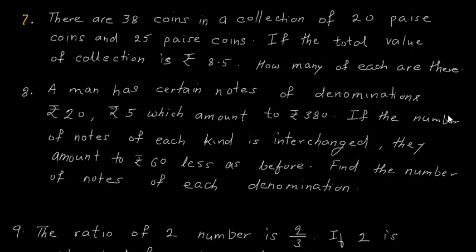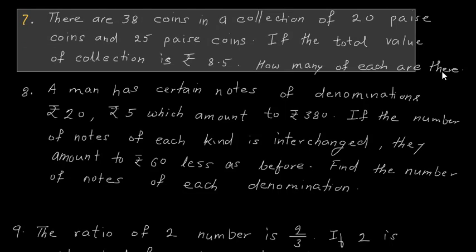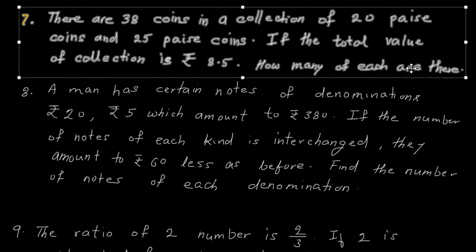Now let us see the 7th question. There are 38 coins in a collection of 20 paise coins and 25 paise coins. If the total value of the collection is rupees 8.5, how many of each are there? Okay, have you understood the question? Read this question again.